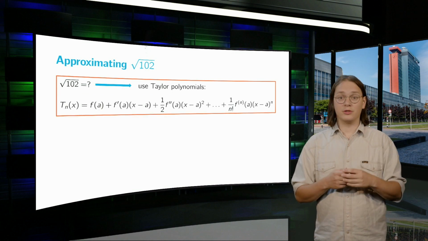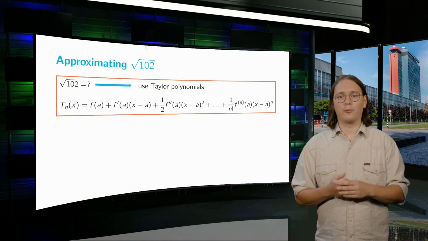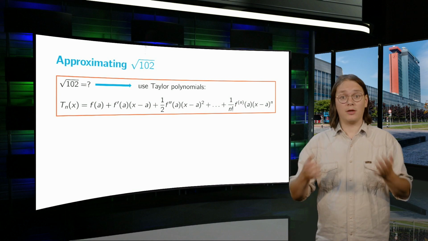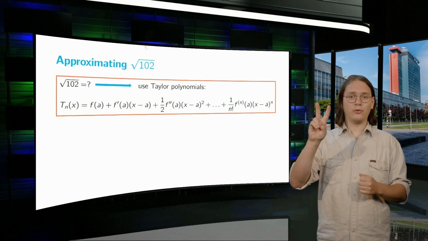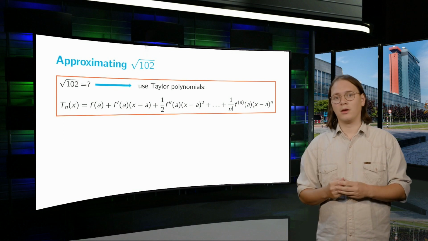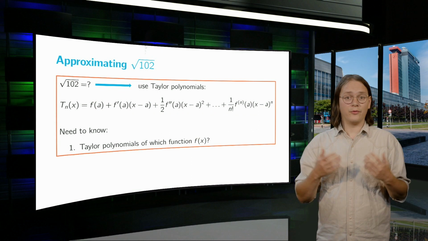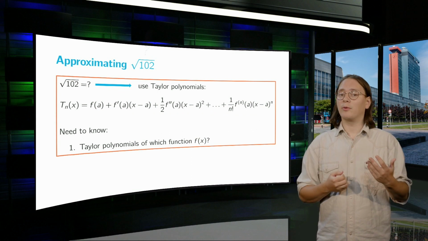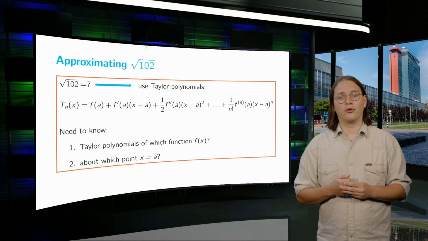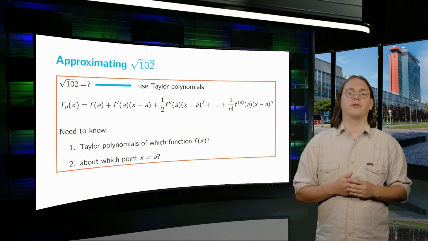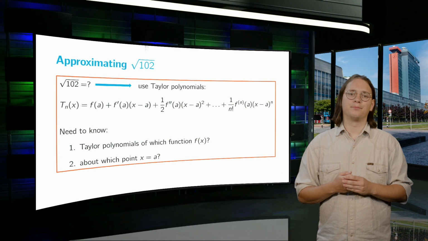Since 102 is not a perfect square, we want to approximate this value, and we may make use of Taylor polynomials. To do this, we will need to determine two things. Firstly, we need to determine the function of which we consider the Taylor polynomials. And secondly, we will need to determine the point about which we consider the Taylor polynomials.